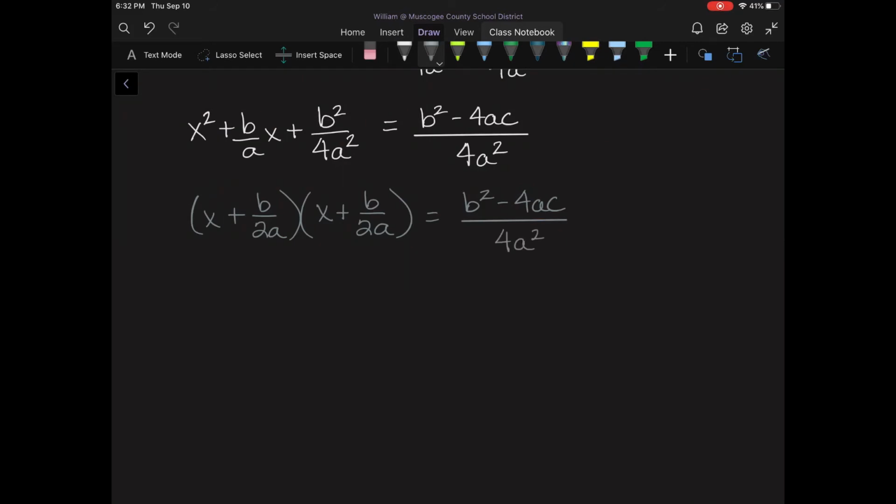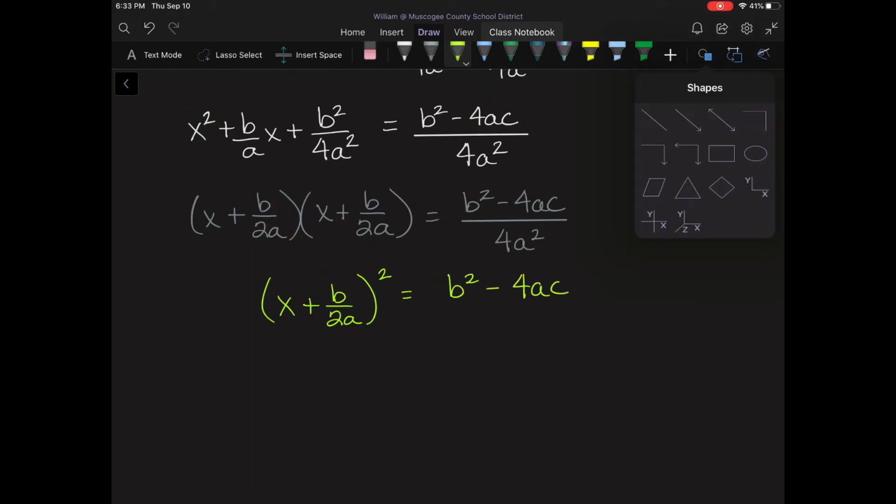So I wrote the left out in expanded form so that it makes a little bit more sense when I rewrite it, because since we have the same binomial times itself, we could just rewrite this to say x plus b over 2a quantity squared. And so we'll bring down the b squared minus 4ac all over 4a squared.